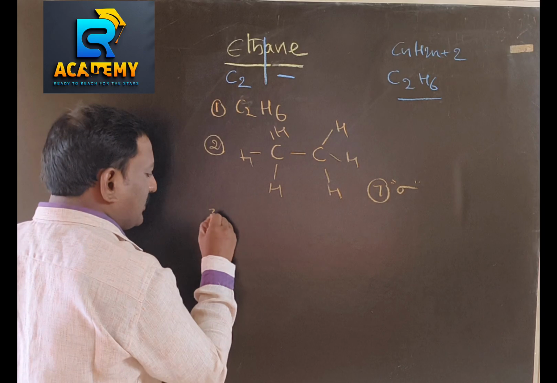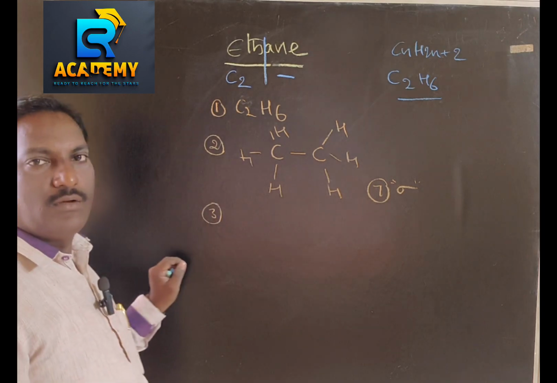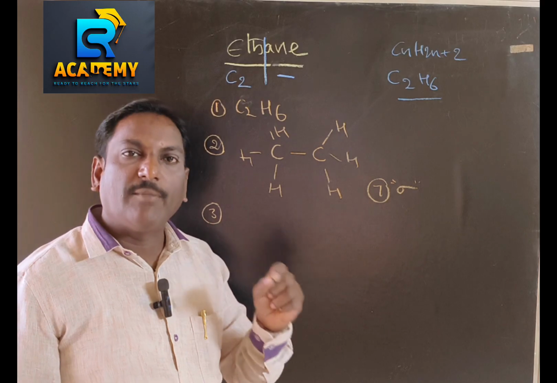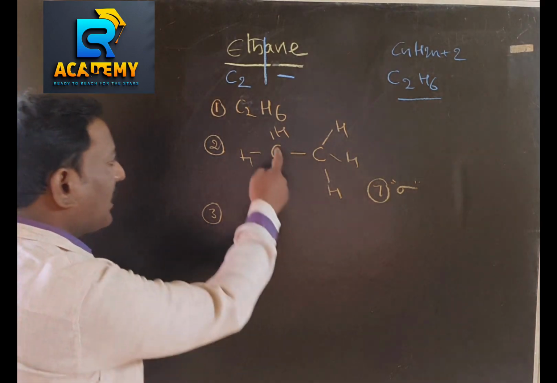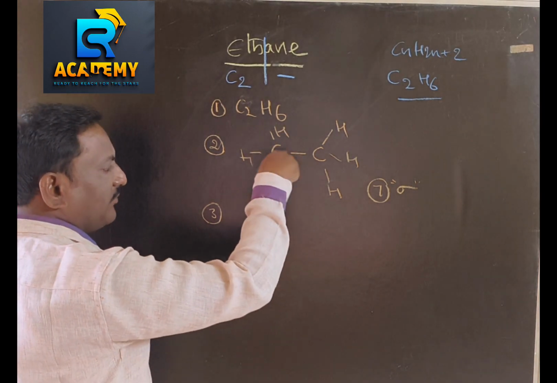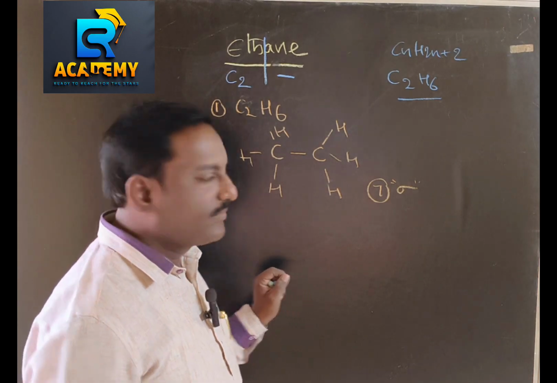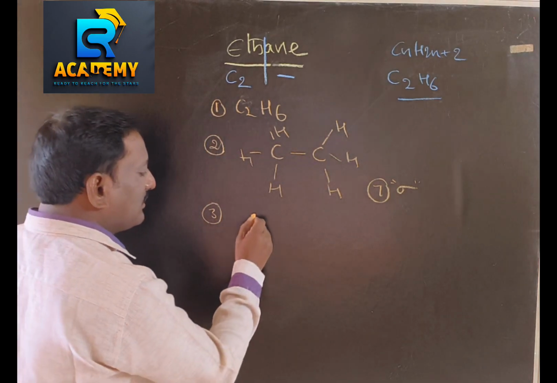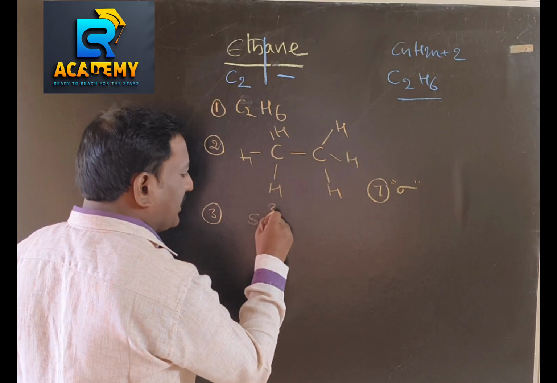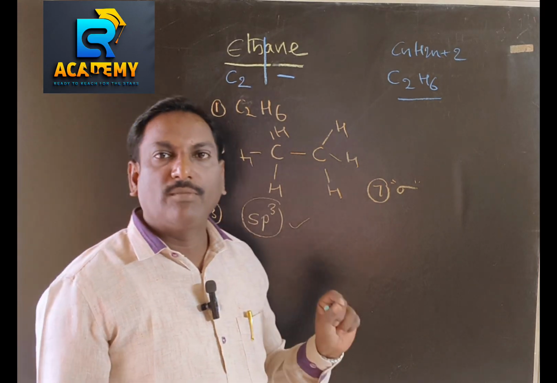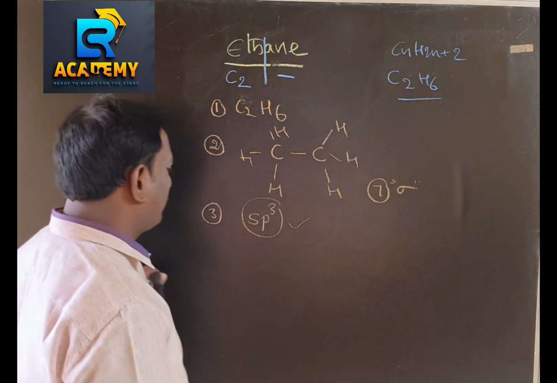Next, question number 3. What is the nature of hybridization of carbon? Here each carbon gives 4 single bonds with neighboring hydrogen atoms and carbon as well. So each carbon undergoes sp3 hybridization.